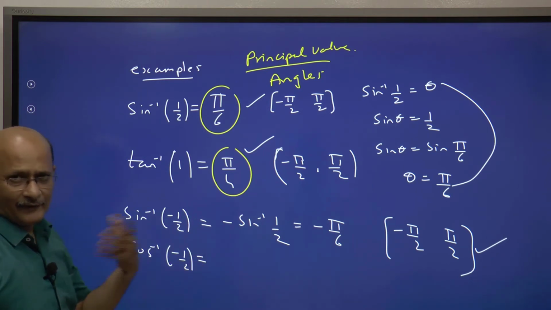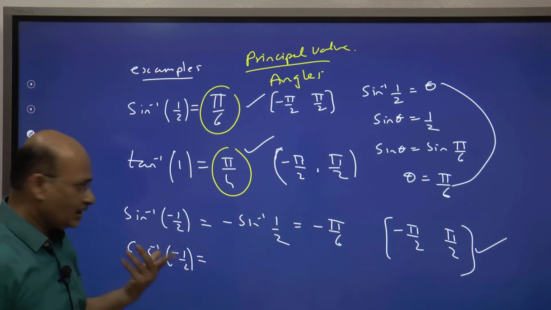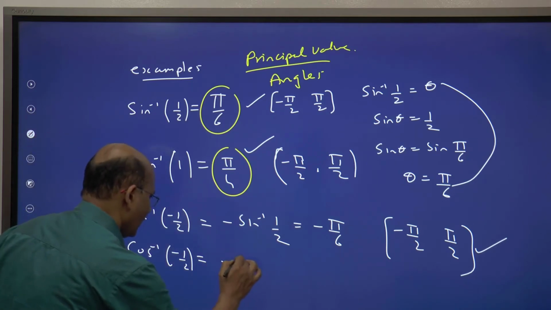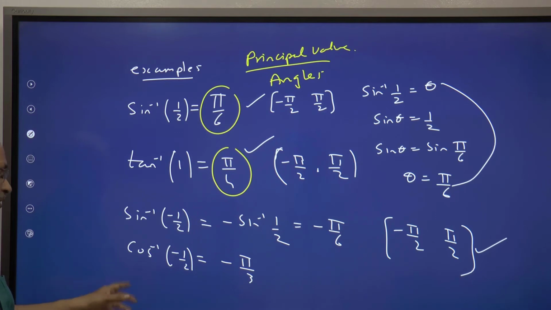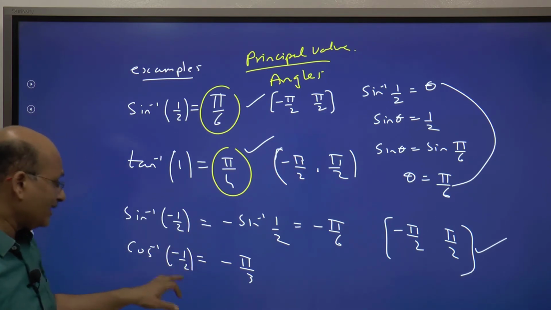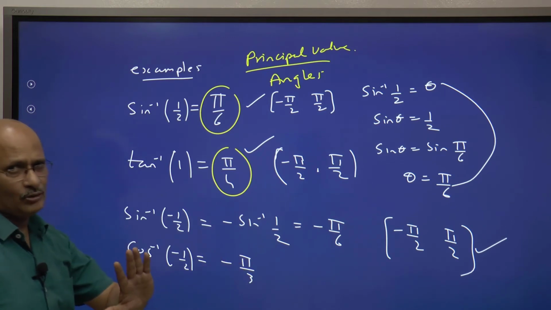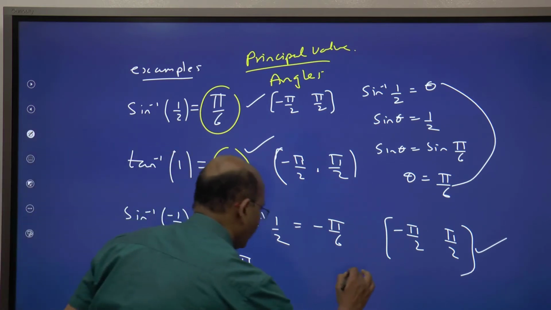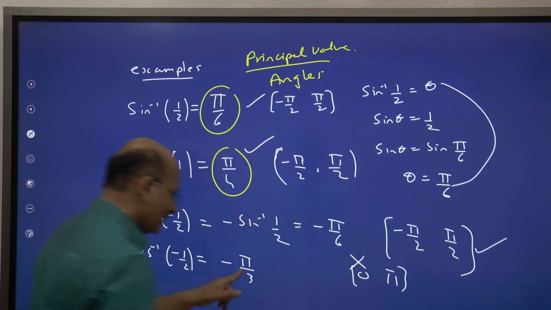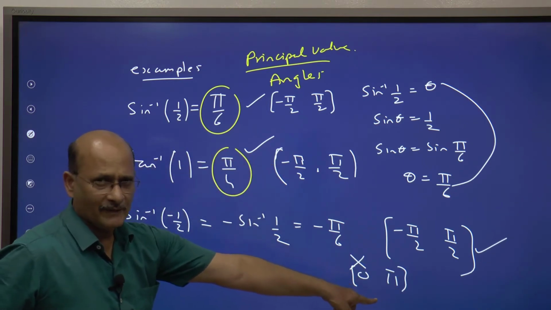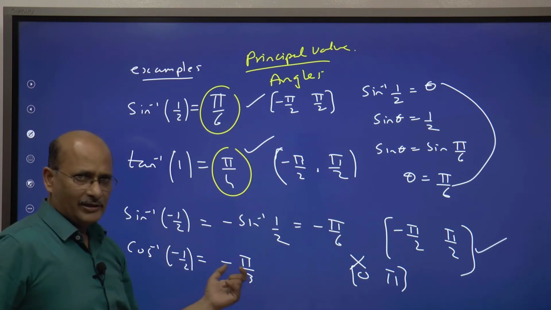So, cos inverse half, everybody knows, is pi by 3. Immediately you should not say minus pi by 3, this is wrong, because cos inverse of minus half is not minus pi by 3. You can't do that. Why? Because for cos the principal value is 0 to pi, right? This minus pi by 3 doesn't lie in the principal value. So this is the wrong answer. Are you understanding my point?